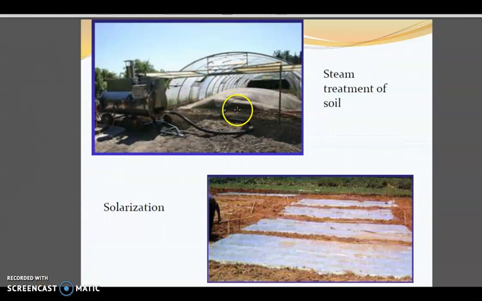This picture shows the steam treatment of soil. And solarization is a non-chemical, environment-friendly method for controlling pests, using solar power to increase the soil temperature to levels at which soil-borne plant pathogens will be killed or greatly weakened.